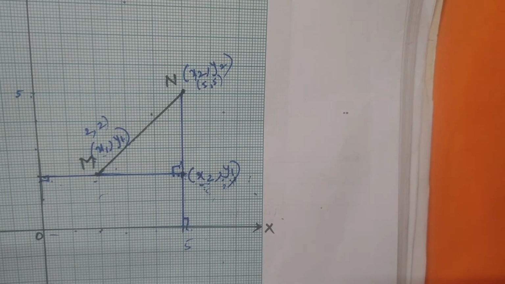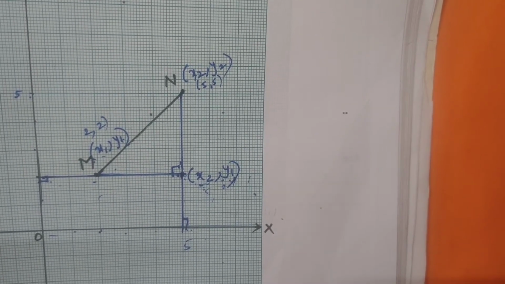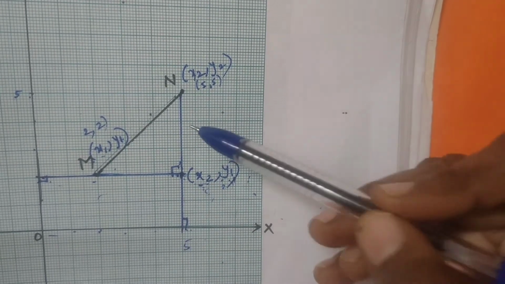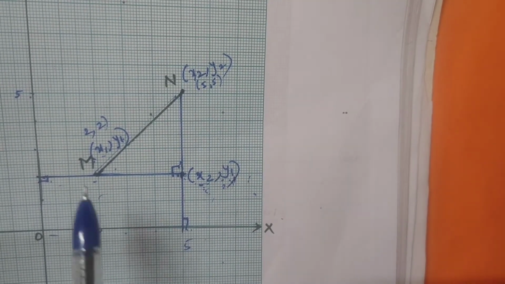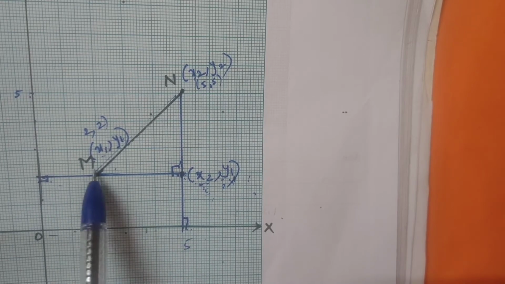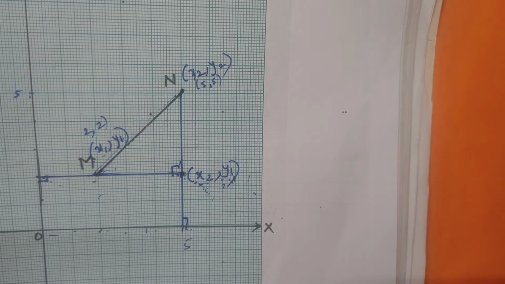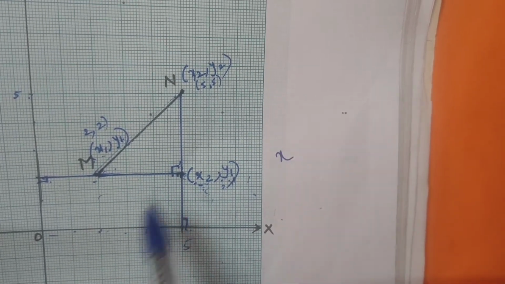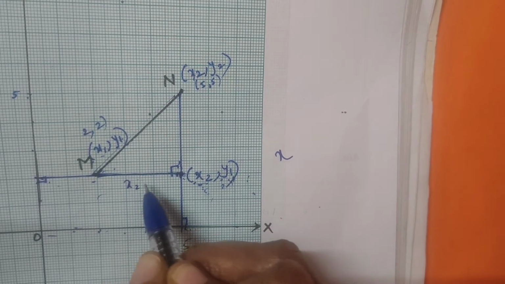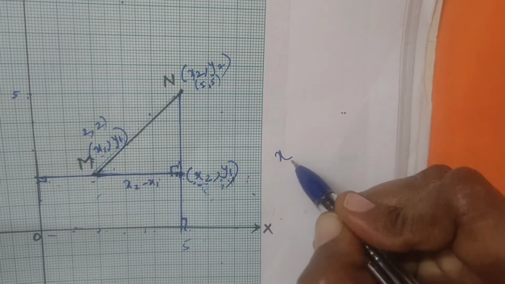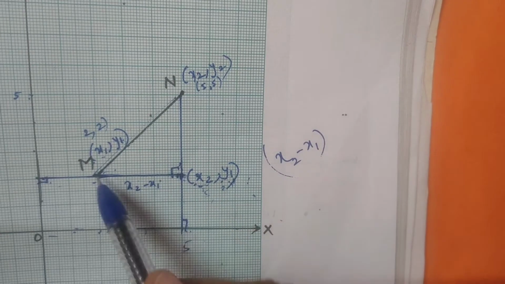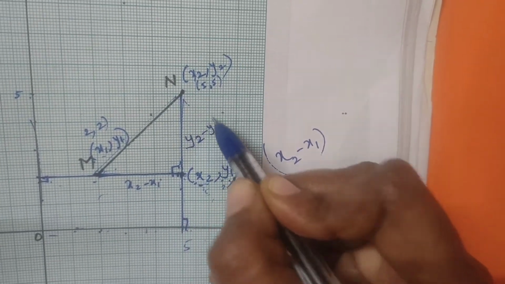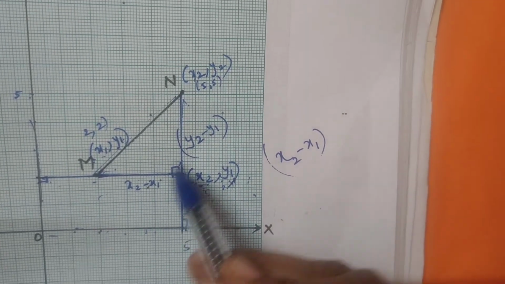So x2 comma y1. Now how to find this one? Can we apply the Pythagoras theorem or not here? When it is parallel to x-axis, what is the formula we learnt? x2 minus x1, we have learnt or not? For this segment which is parallel to x-axis, what formula did we learn? x2 minus x1. Yes. And for this which is parallel to y-axis, what did we learn? y2 minus y1. Okay, so now what happens by the Pythagoras theorem?